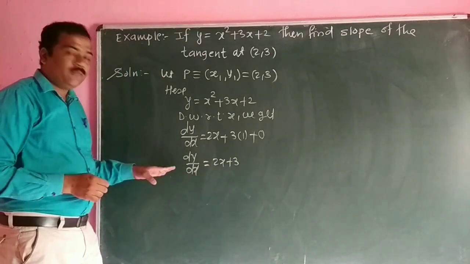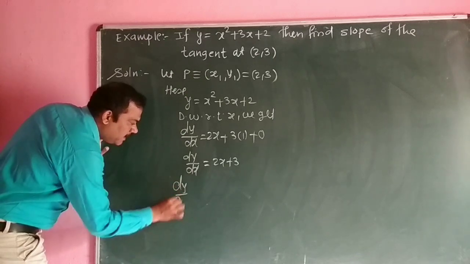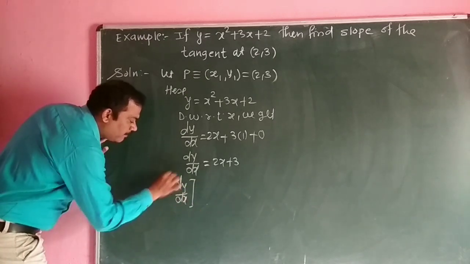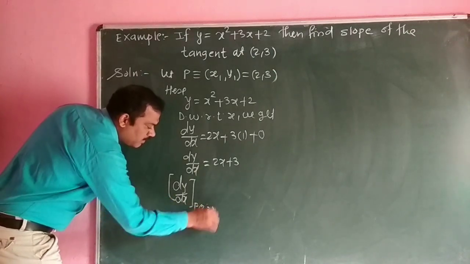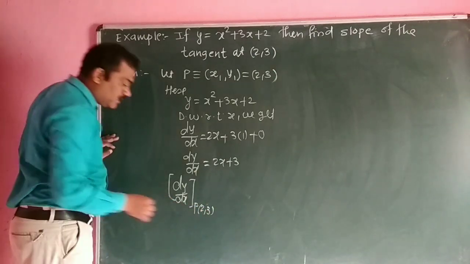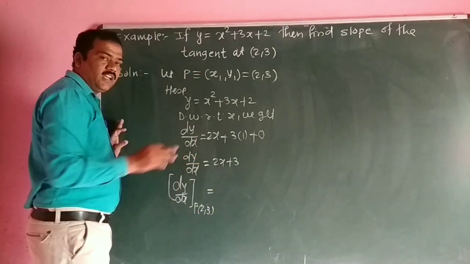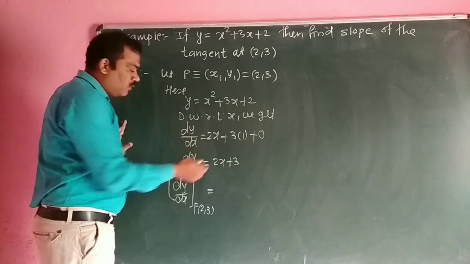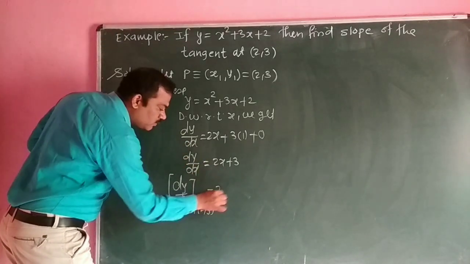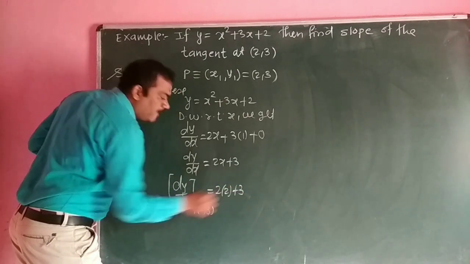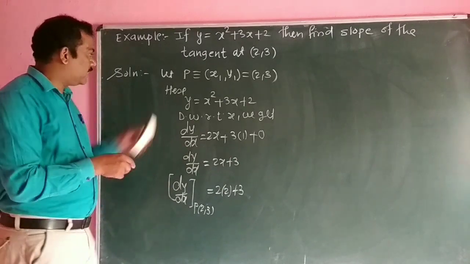Now we have to find the value of this dy by dx at P, that is the value at a particular point P. What are the coordinates of the point P? (2, 3). It means x is equal to 2, y is equal to 3. Here only the variable x is there, there is no variable y, so we cannot use the value of y. We only need the value of x, which is 2, so it is 2 into 2 plus 3. After simplification, we get the value of this dy by dx.